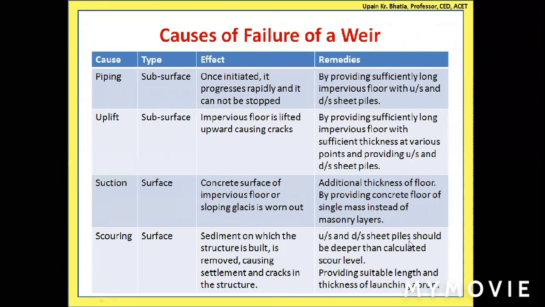So upstream and downstream sheet piles should be deeper than the calculated scour level, so that the soil below the structure is not removed. And also by providing suitable length and thickness of the launching apron. We have discussed in the previous slides how the launching apron functions and how it prevents the damage due to this scouring. That also we have seen. So providing suitable length and thickness of the launching apron will also help against this scouring phenomenon.